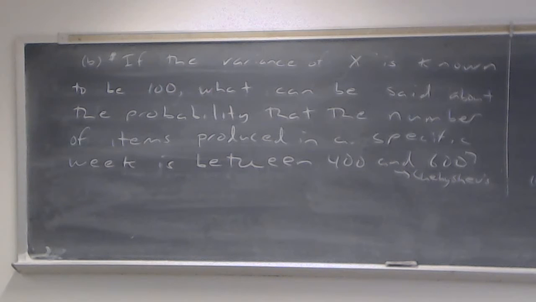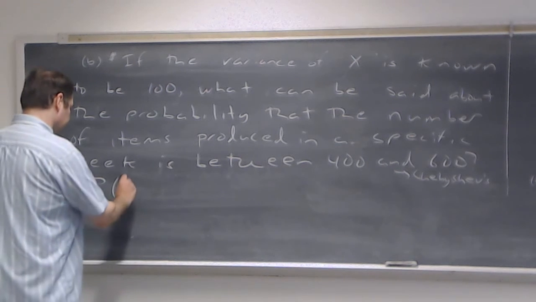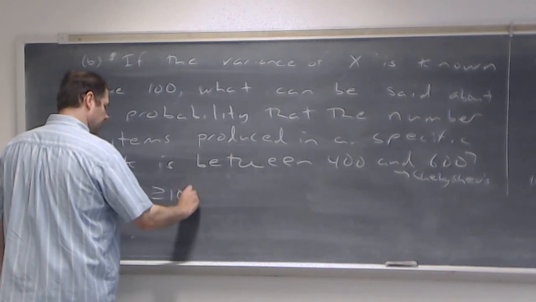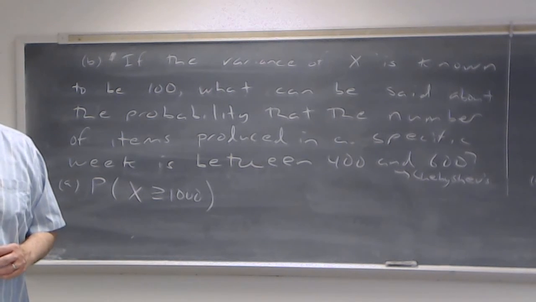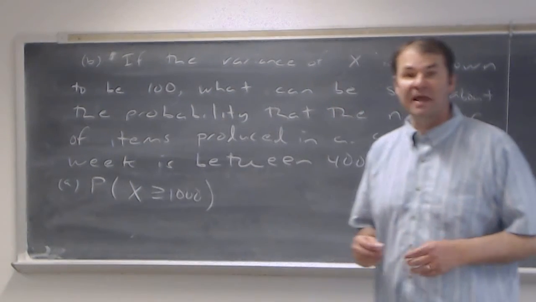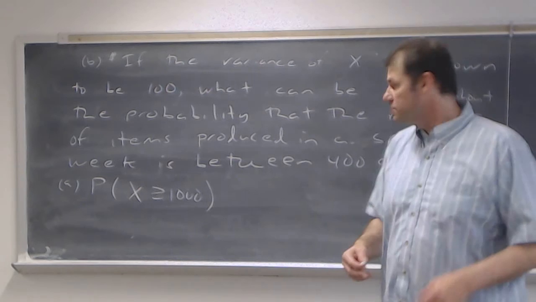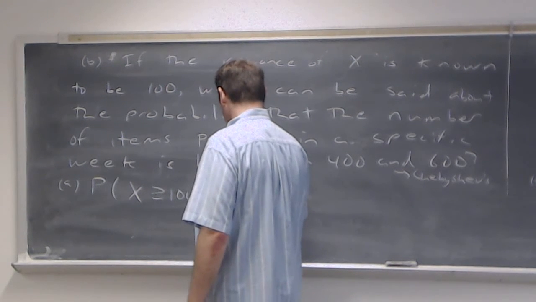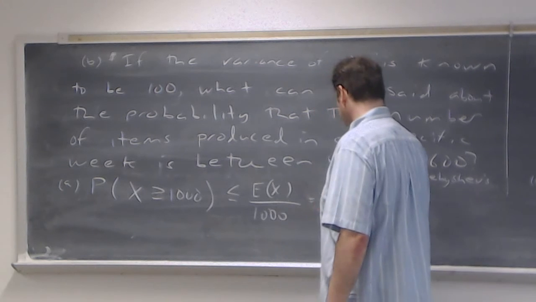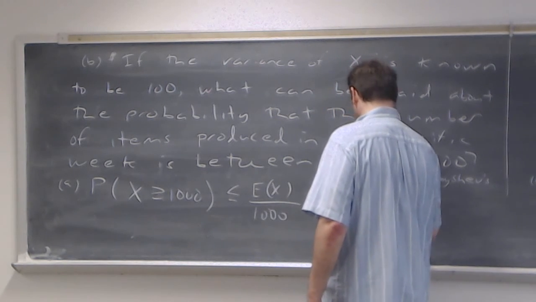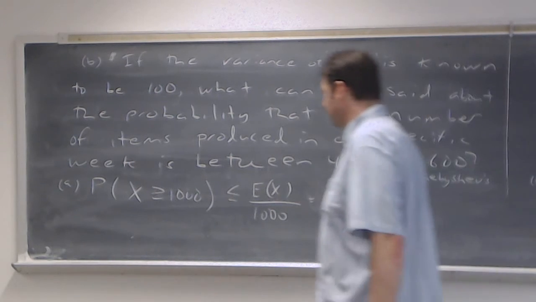So for part A, we're being asked for the probability that the number of items produced is greater than or equal to 1,000. Well, X represents the number of items produced in a given week, and what I notice about it is that it's non-negative. You're not going to produce a negative number of items. Using Markov's inequality, this is less than or equal to the expected value of X over a, which is 1,000. The expected value of X is 500, so this is 500 over 1,000, equal to 1/2. So the chance that you get over 1,000 is definitely less than 1/2. How much less? We cannot say, but we get some bound.